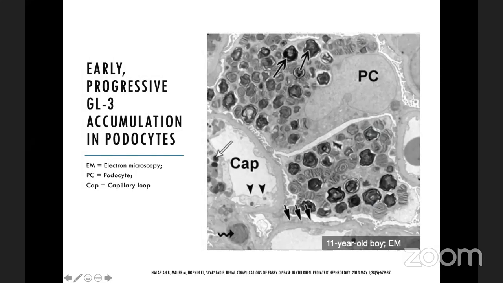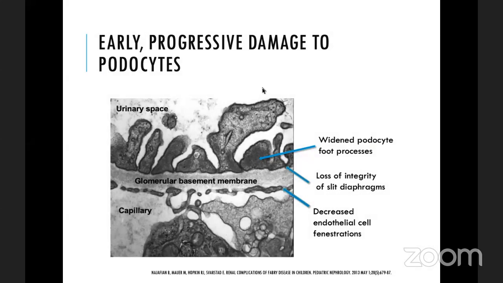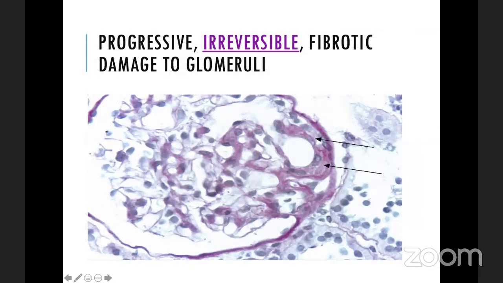This 11-year-old boy presented with normal GFR and just minimal proteinuria, with a urine protein to creatinine ratio of around 40 milligrams, but the pathological findings showed abundant GL3 accumulation in the electron microscope in podocytes, capillary loop, mesangial, and endothelial cells, which shows that histological manifestation precedes clinical manifestation. Additionally, we can see this widened podocyte foot process, loss of integrity of the slit diaphragm, and decreased endothelial cell fenestration. This can progress to irreversible fibrotic damage of the glomeruli.